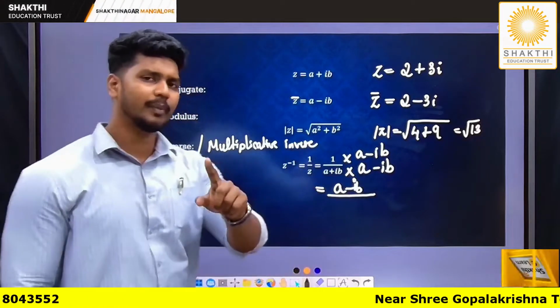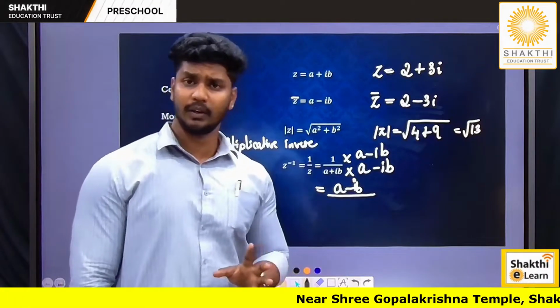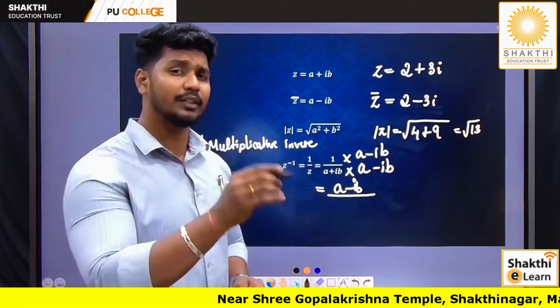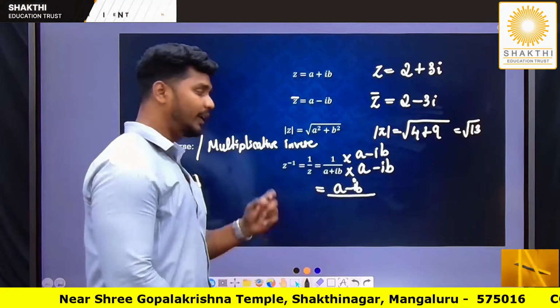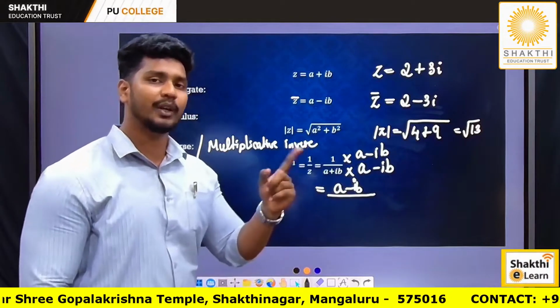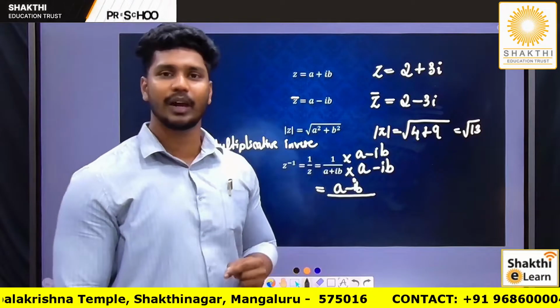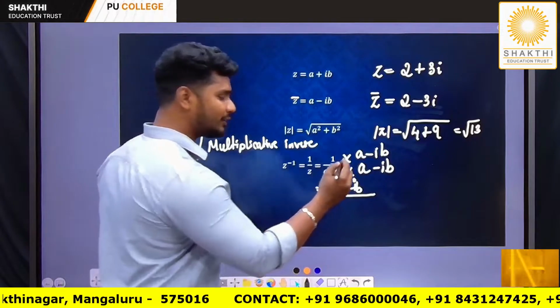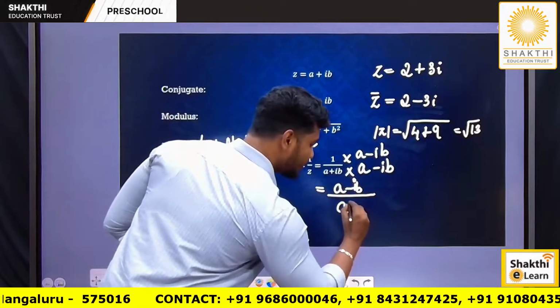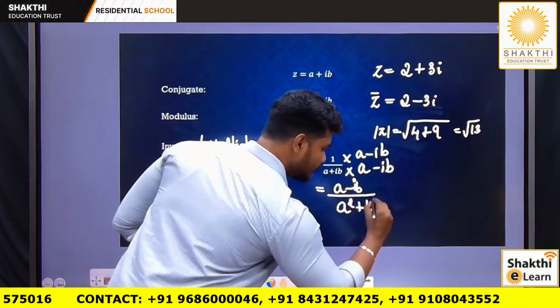We know what is A plus B into A minus B. A plus B into A minus B is A square minus B square. The same way, A plus IB into A minus IB will be A square minus I square B square. Once again, the I square value. I square is minus 1. So you'll have A minus of minus B, that is A square plus B square.